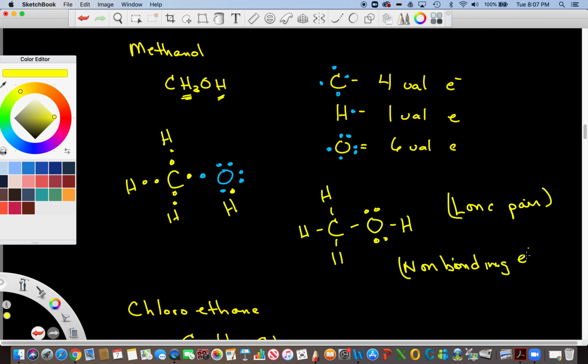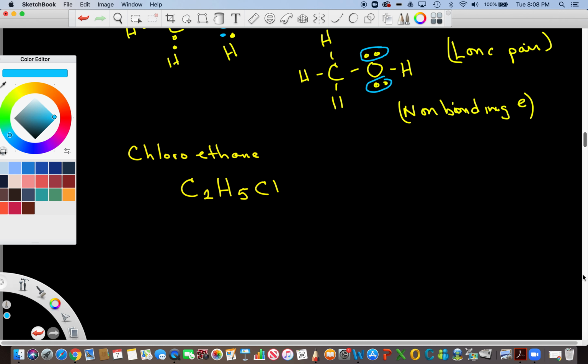And you want to make a habit of always showing the lone pair. Because if you remember right, eventually you're going to figure out that reactions always occur around electrons. So those lone pairs are important. In fact, this would be called electron rich.